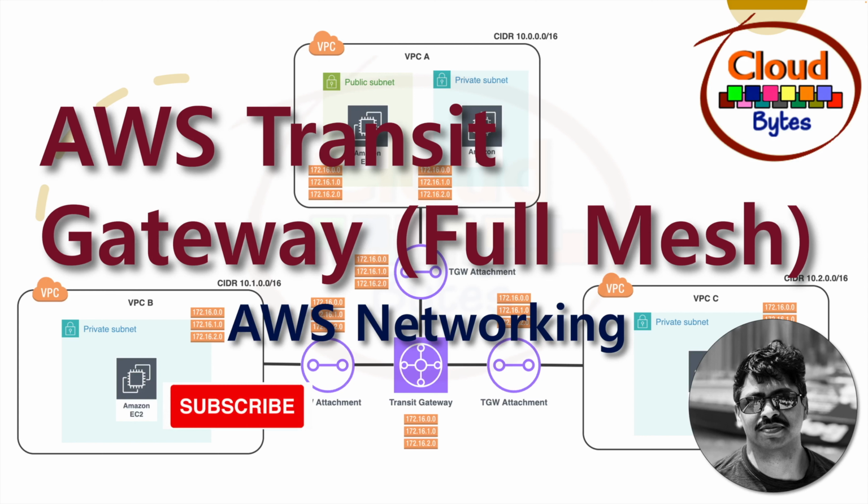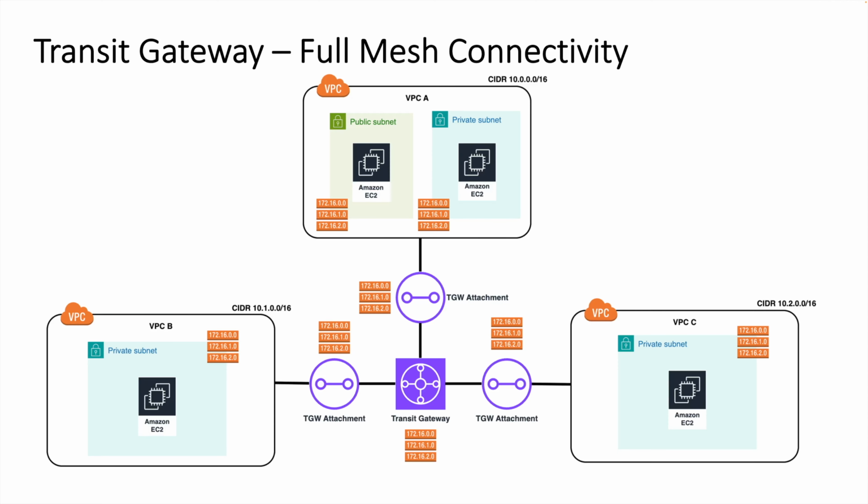Today we're going to talk about AWS Transit Gateway, and this is going to be a full mesh connectivity. We'll have three VPCs where a transit gateway will allow the data to flow between these three VPCs. Let's look into the details of the transit gateway setup that we're going to do in this lab.